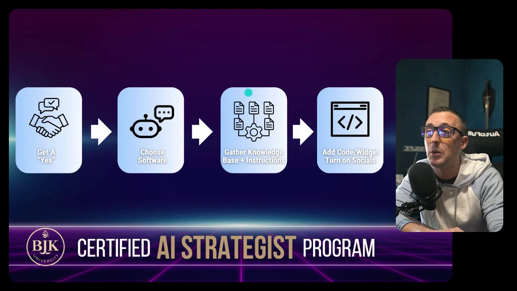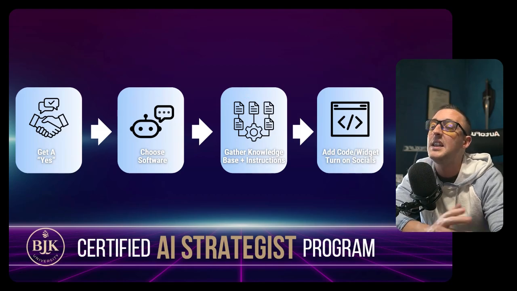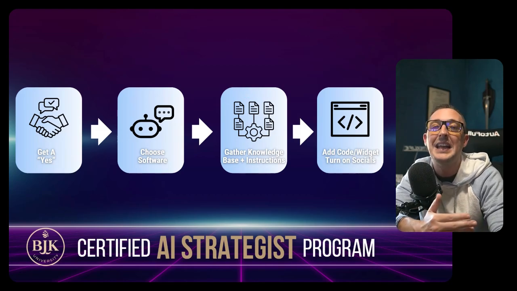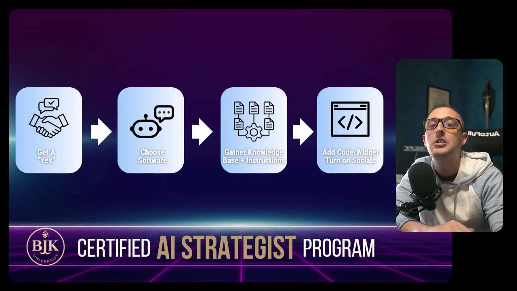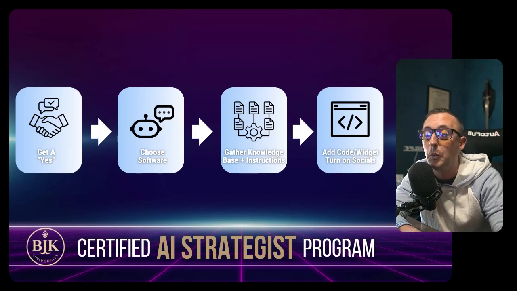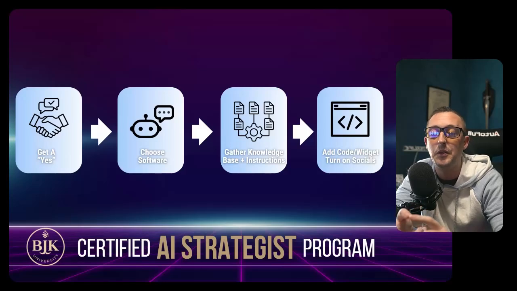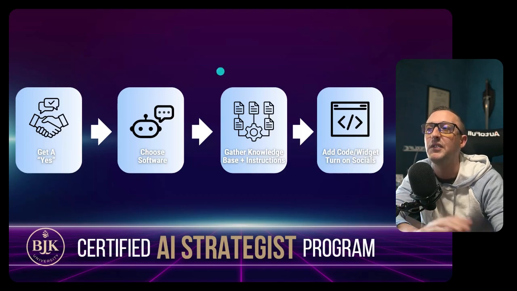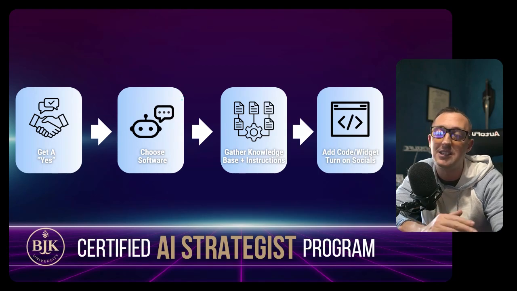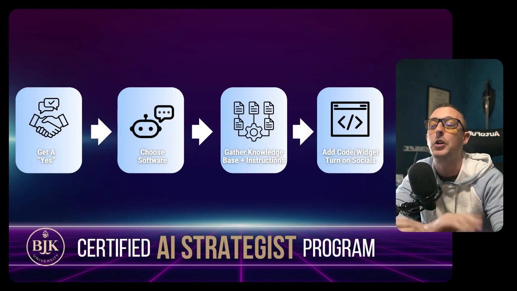The next piece of what you should do here is gather all of the knowledge. As an example, if it's a restaurant that you're building a chatbot for, well, you need to know the menu. You need to know the specials. You need to know their hours of operation. You need to know reservation details. You need to know all of these things. And what you do is you take that information and you put it into the chatbot, whether, again, it's ManyChat or Chatbase or whatever else you're using.